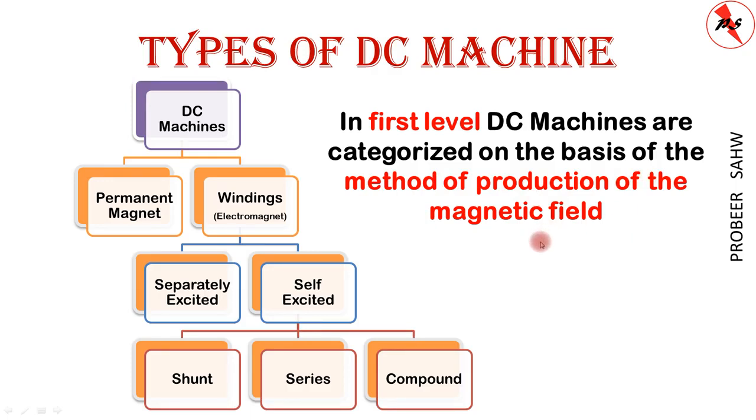We know for the working of a DC machine, a magnetic field is a must, and how we produce this magnetic field is the first basis of classification of DC machines. If we use a permanent magnet, then it is known as a permanent magnet DC machine. Otherwise, we can use field windings to produce the magnetic field.